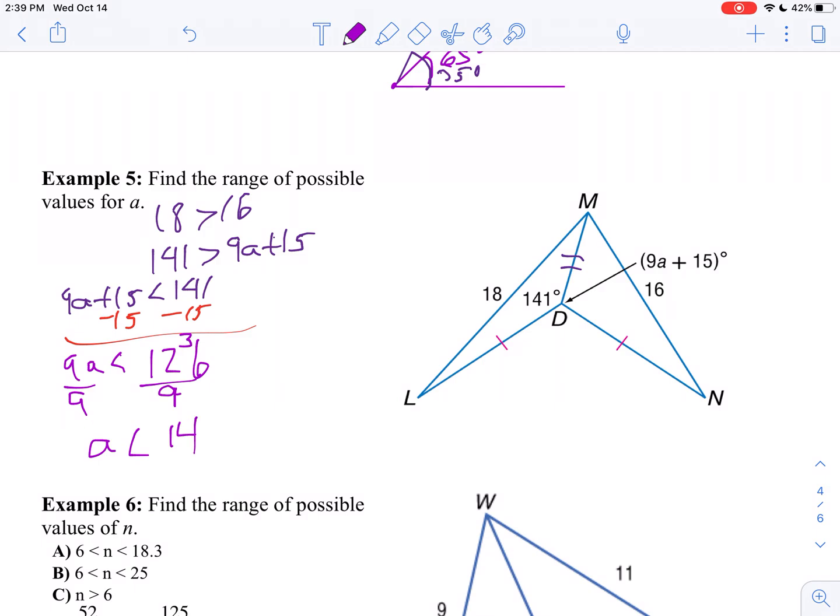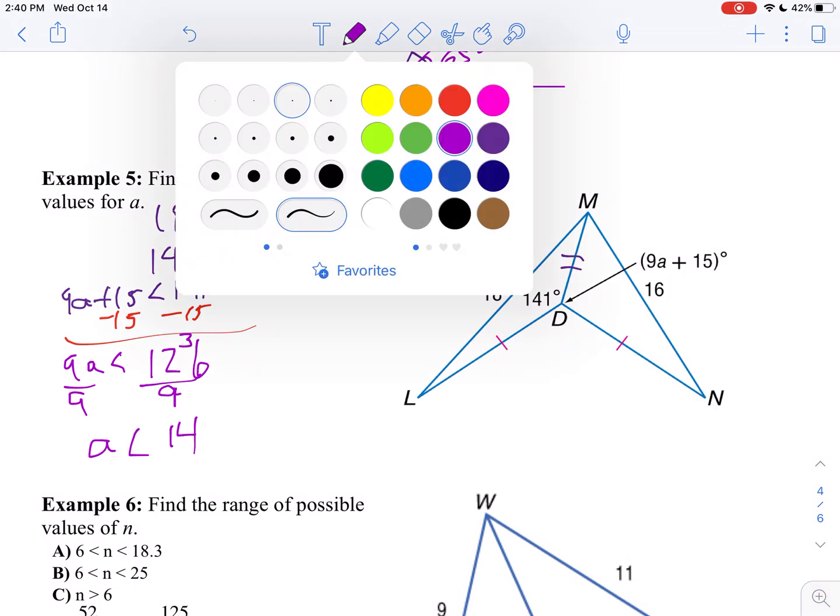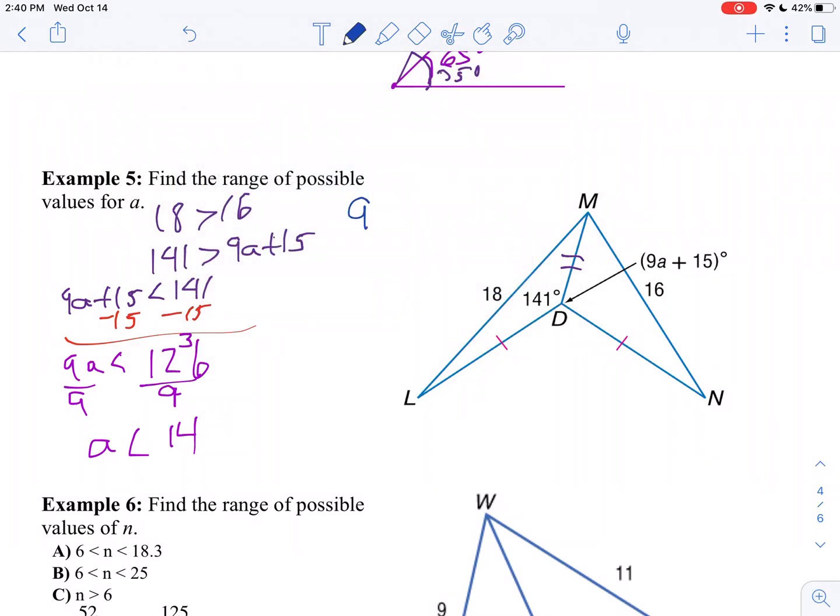However, there is a limit to what a can be, because you can't have an angle that is less than 0. So we also have to solve the inequality 9a plus 15. Well, forgot my a there. Let's try that again. 9a plus 15 has to be greater than 0. 9a would be greater than negative 15. Divide both sides by 9.